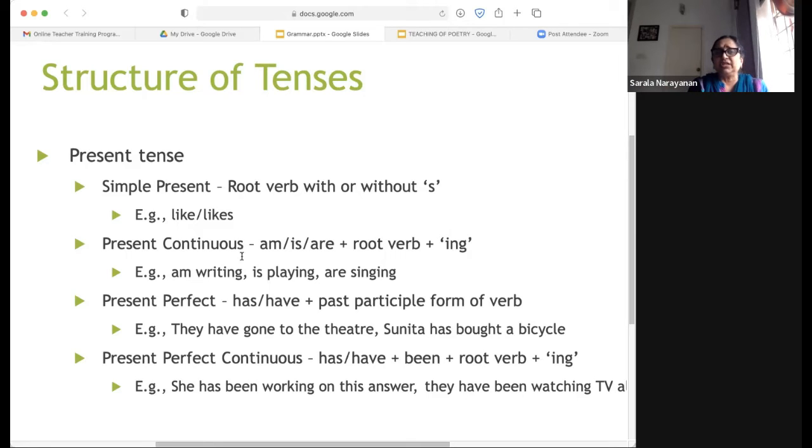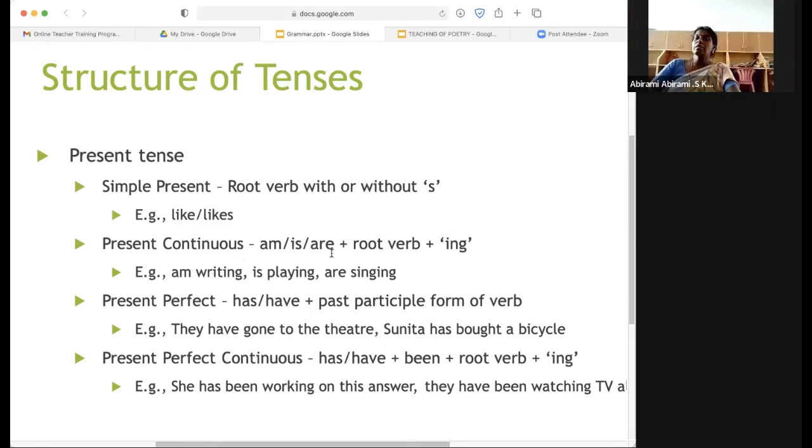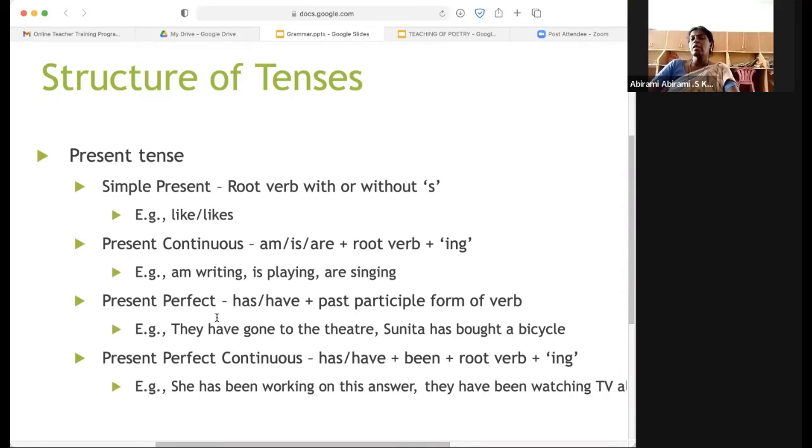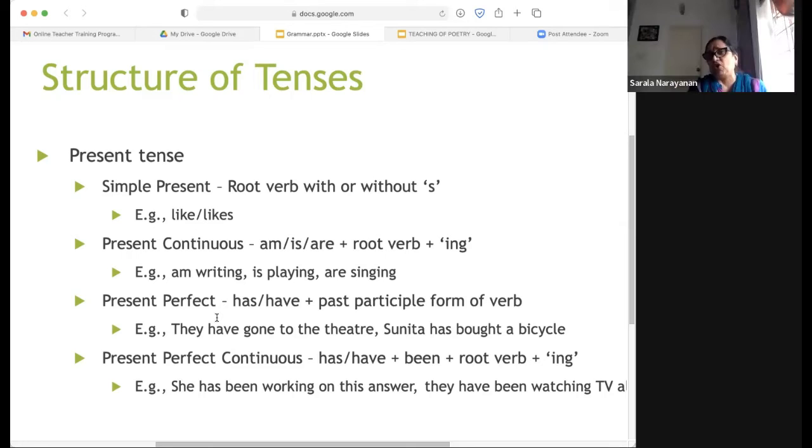So present continuous: am, is, are plus root verb plus ing. Example, I am writing. She is playing. They are singing. Then what will come for present perfect tense? Has or have plus past participle form of the verb, third form of verb. They have gone to the theater. Sunita has bought a cycle.